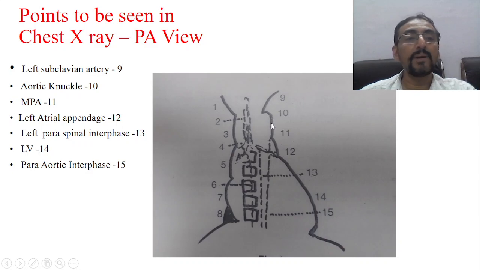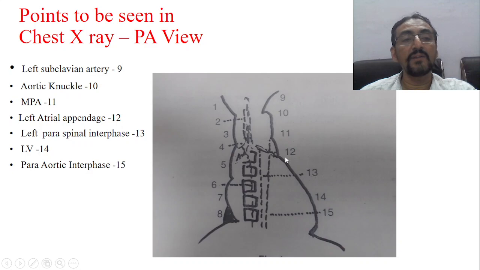And the middle pulmonary artery, area number 11, corresponds to the middle pulmonary artery. This is the aortic knuckle, mid pulmonary artery. Because if this is the aorta, underneath the aorta there is the passing of the pulmonary trunk. You may be knowing that. Okay, the pulmonary trunk comes from below, and there it divides into right and left. So this is the middle pulmonary artery.